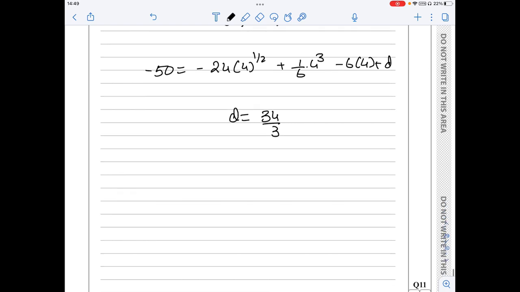Once I get the value of d as 34 upon 3, f of x equals minus 24 x power 1 upon 2 plus 1 upon 6 x cube minus 6x plus 34 upon 3. That's going to be the answer.